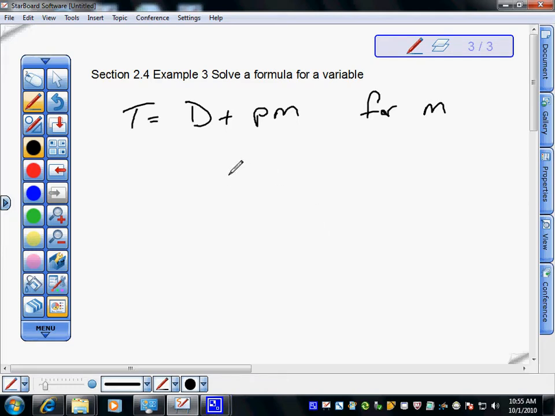Our next formula here is solving T equals D plus PM for M. So this would be a formula where we have total price of an item equals, or the total price, your purchase price is going to be the down payment, so whatever you put down on a payment, plus the amount of payments you pay per month times the number of months that we're going to be doing a layaway or whatever option that you're doing here.